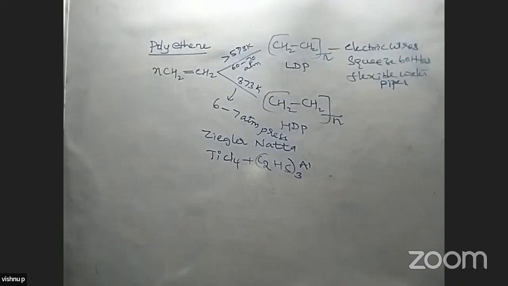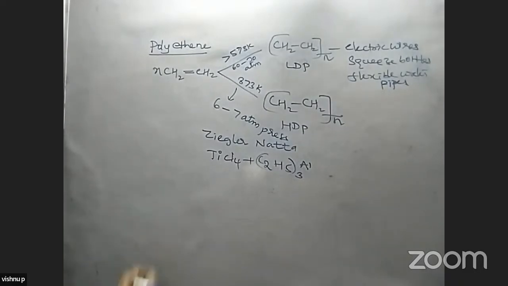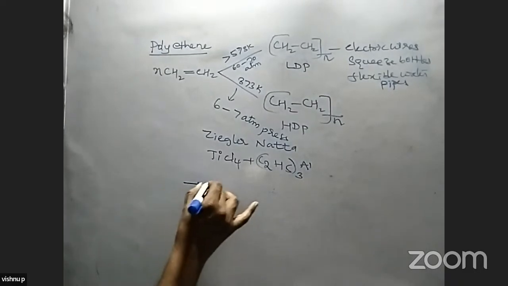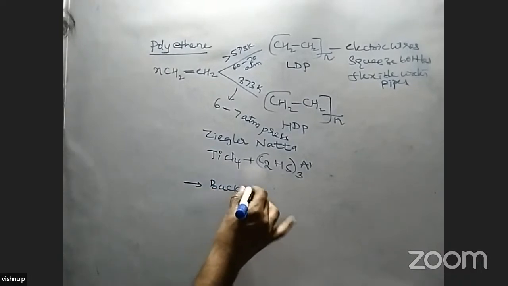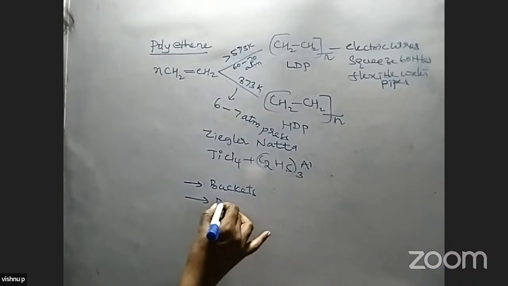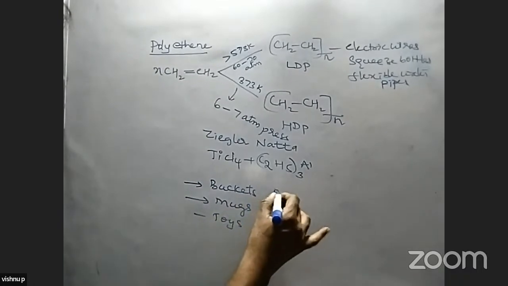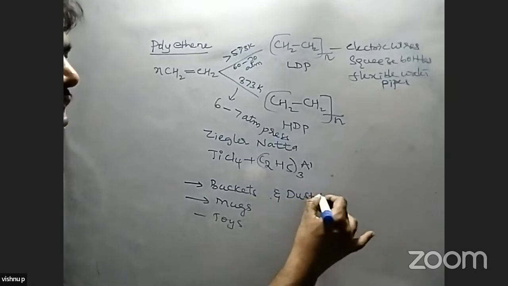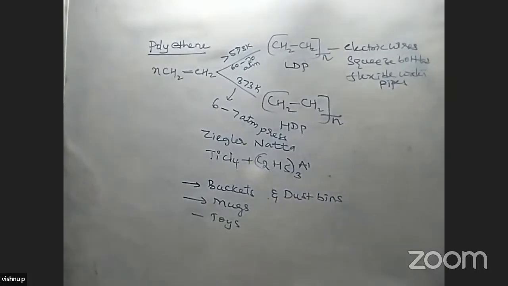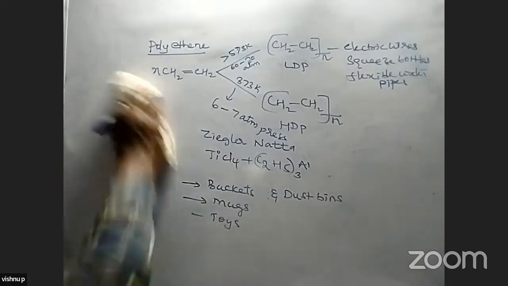What is the use of high density polythene? High density polythene is used in the preparation of buckets, mugs, toys, and also dustbin trays. So this is the first type of polymer, high density and low density polythene.